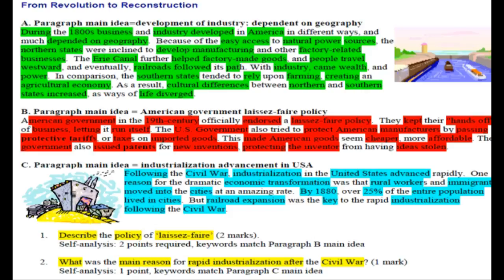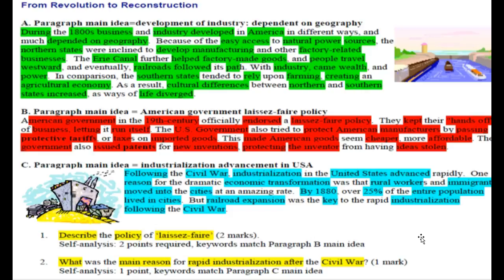And how did we establish that? Well, we looked at the keywords, and we also looked at the topic sentence or the first sentence in each paragraph. Only once they had done this, we then went down to the questions. And here you can see we've got 2 questions. We've got describe the policy of laissez-faire, and we've highlighted our keywords. It's worth 2 marks, so we know that we have to describe 2 things. And we've matched the keywords of policy and laissez-faire to paragraph B, so we know where to find the answer.